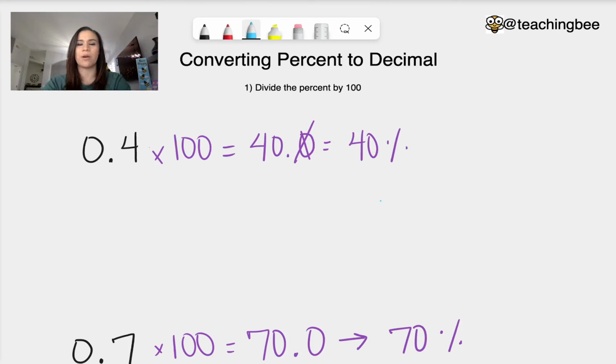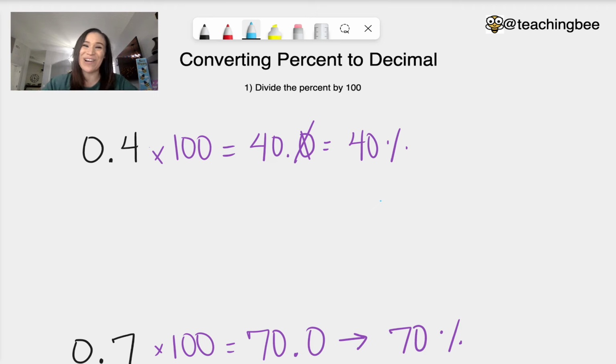So in our previous video, we were converting decimals to percents. I went ahead and left everything up here because now in this video, we're gonna do the opposite. We're gonna convert a percent back to a decimal.